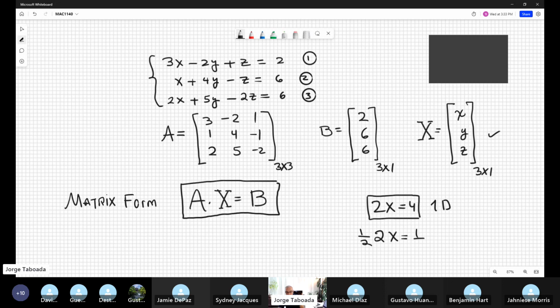Both sides. And you know the 1/2 times 2 is 1, and 1 is invisible, by the way, and 4 times 1/2 is equivalent to divided by 2. The answer is 2, and that's it. I finish. This is my problem in 1D.